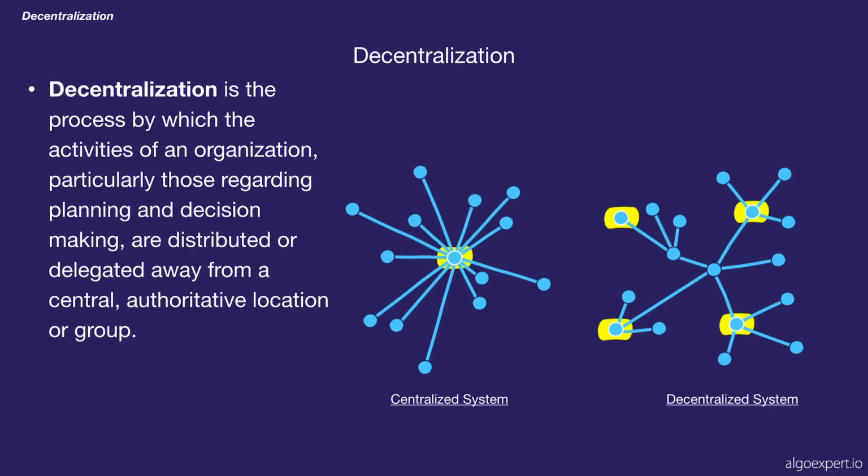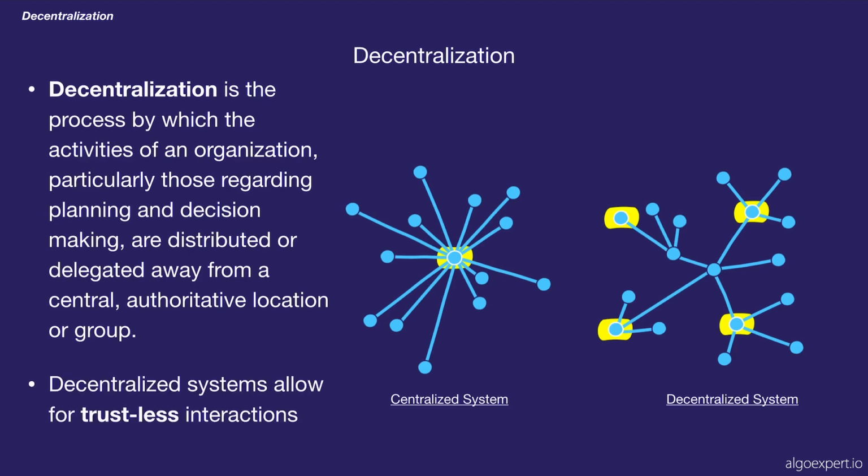So let's go through the formal definition of decentralization, which is right here. Decentralization is the process by which activities of an organization, particularly those regarding planning and decision-making, are distributed or delegated away from a central, authoritative location or group. Again, this image clarifies this pretty well. On the left-hand side, we see our centralized system. We have one place where everything is being done, all of the decisions are being made, etc. That has complete control. Whereas we move over to the decentralized system, and now we have 4 places. We've expanded that, we've delegated it out. That really is what is meant by decentralization.